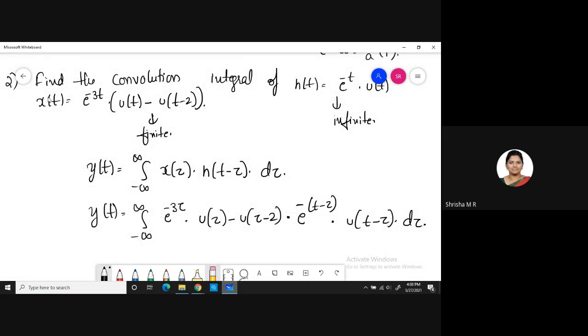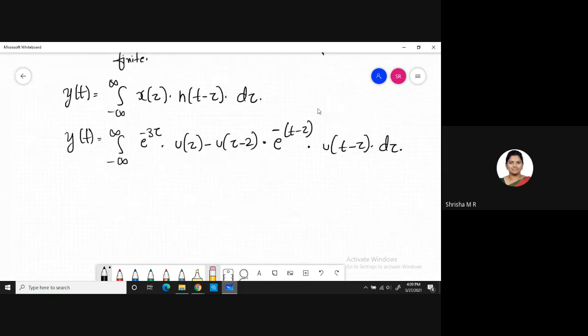I am replacing x of t terms. Wherever I have t, I am replacing it with tau: e power minus 3t becomes e power minus 3 tau. U of t minus u of t minus 2 will be u of tau minus u of tau minus 2. Okay. And this term, e power minus t, this is h of t. So I will be replacing t with t minus tau. So I have e power minus t minus tau into u of t minus tau into d tau.